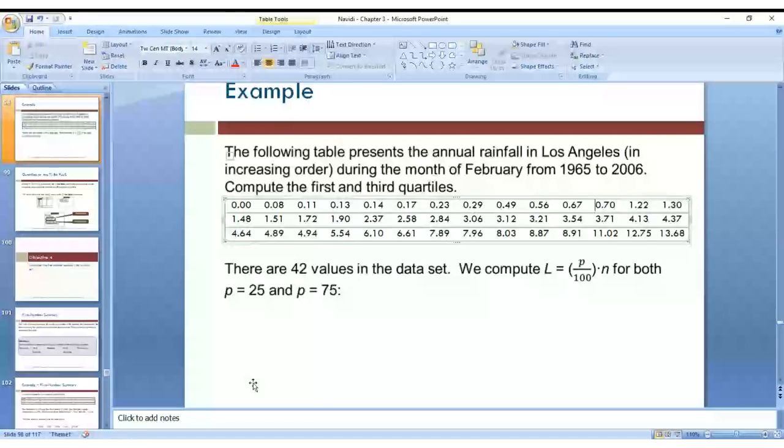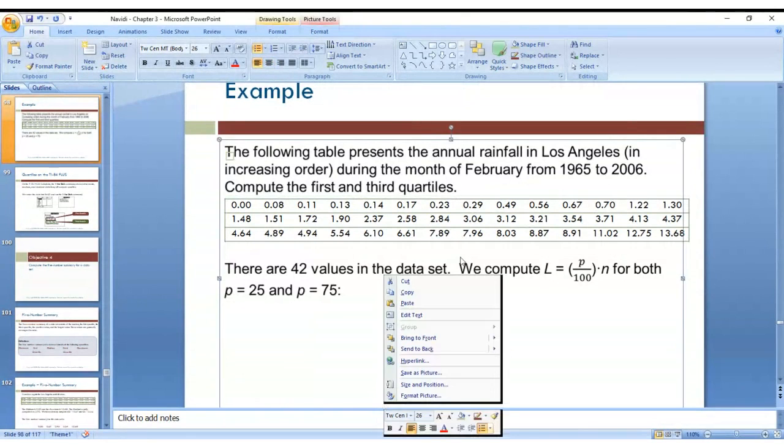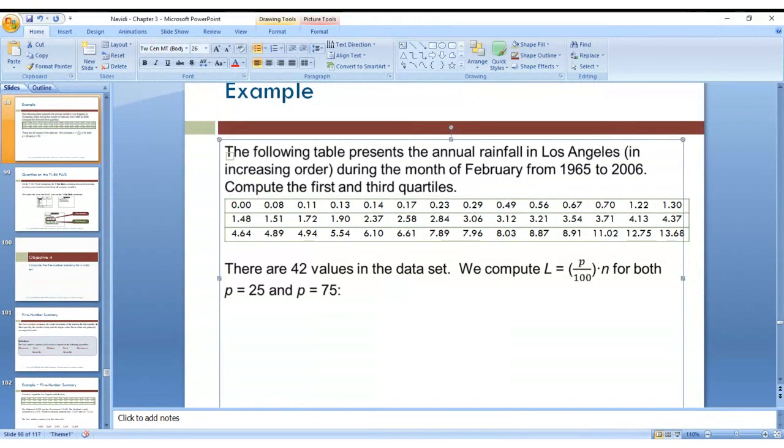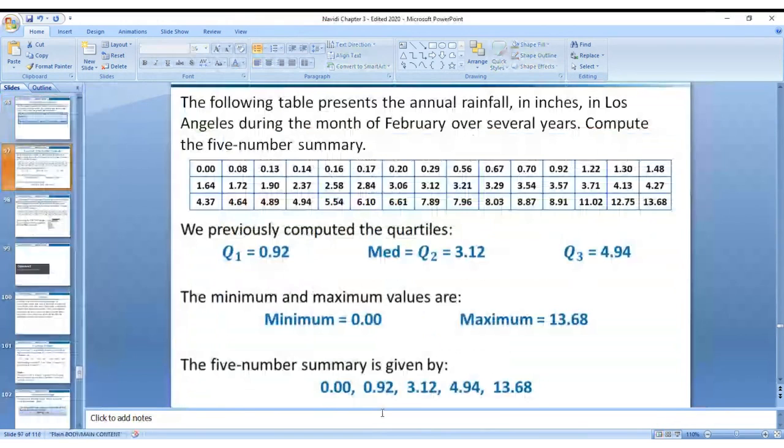Hold on. Is it maybe because it says right under the little table that there are 42 values? Did you say it was 42? Okay, I'm sorry. You know what? They changed the data set in the new PowerPoint. Somebody said that in the comments too. You're right, Elizabeth. I'm so sorry about that.